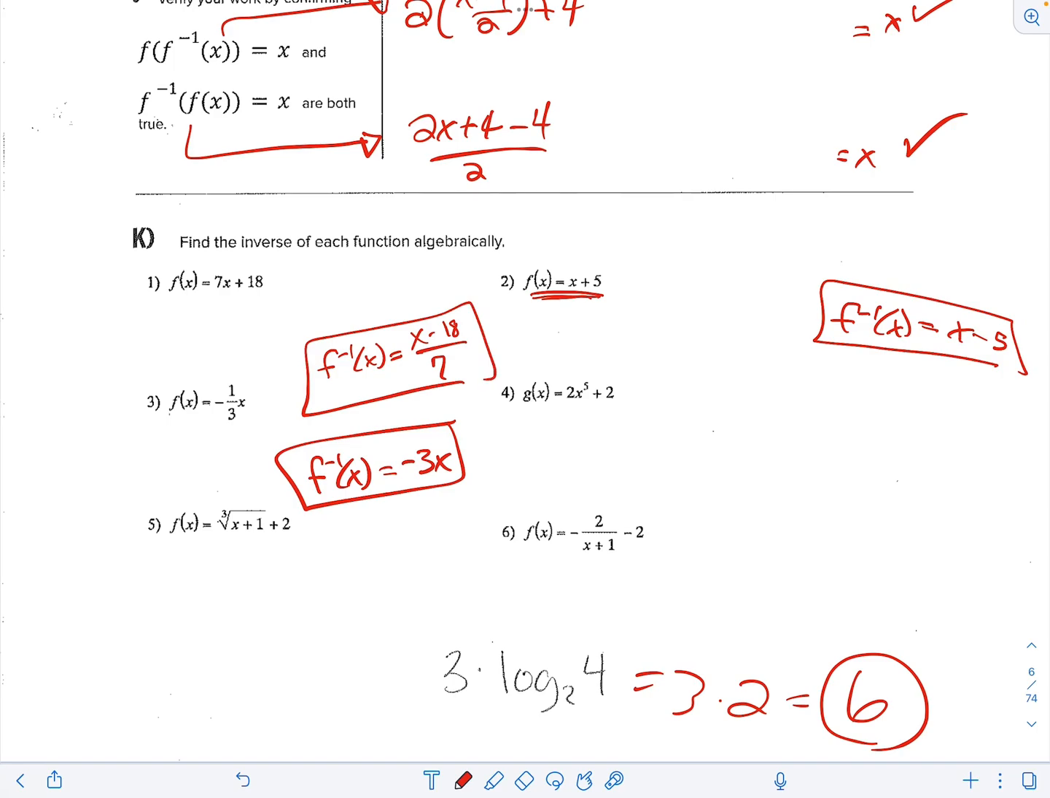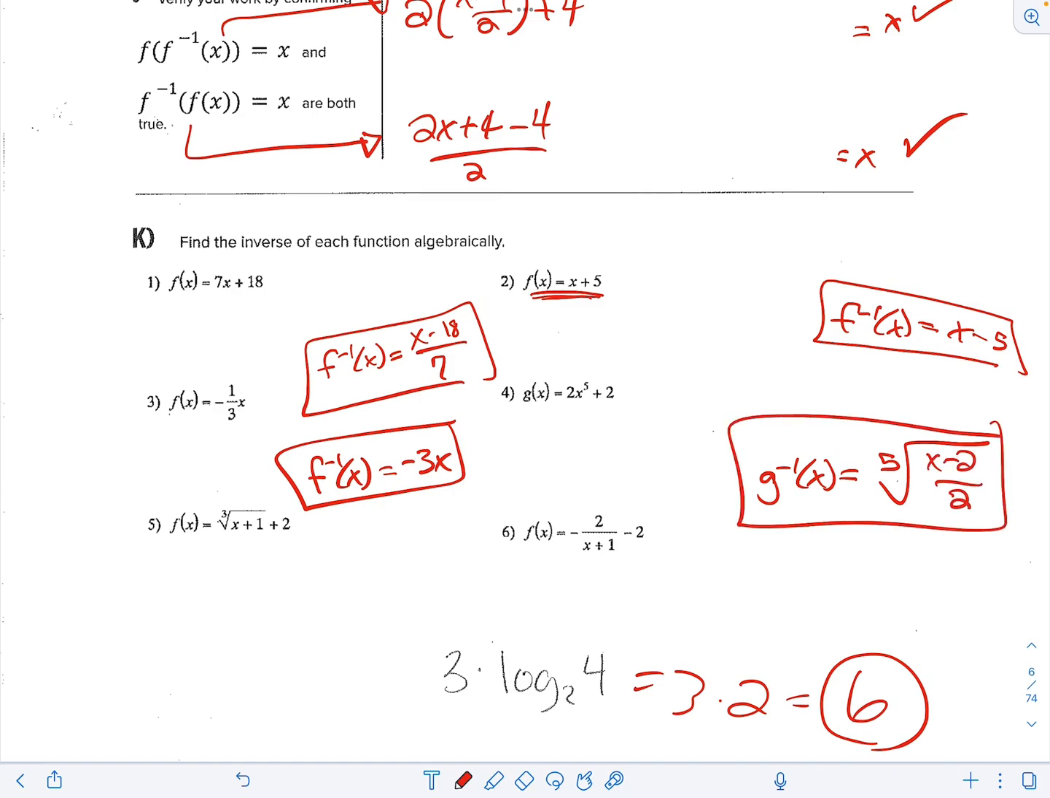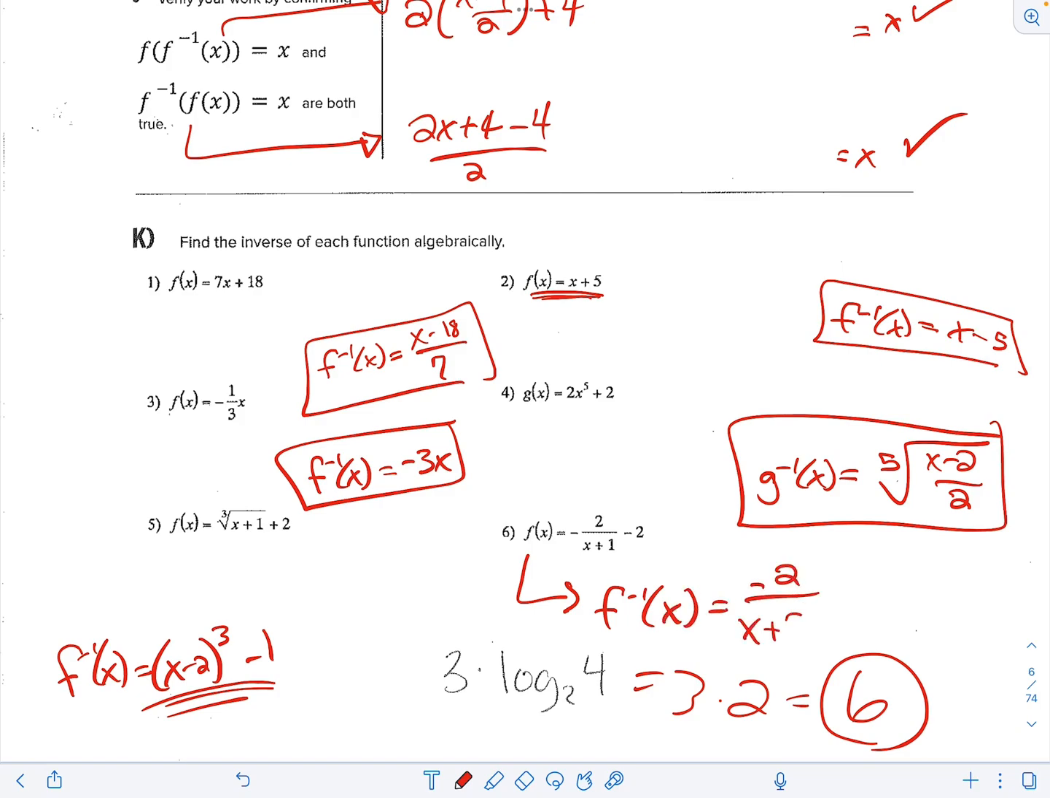All right, for number 4, we want g inverse equals the fifth root of x minus 2 over 2. And then number 5 equals, this can be expanded. Number 6 is negative 2 over x plus 2, all minus 1. If you want to double check, you can pause and see those answers there, and that should get you started.